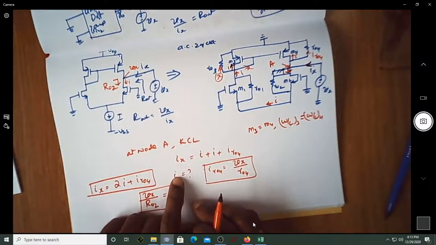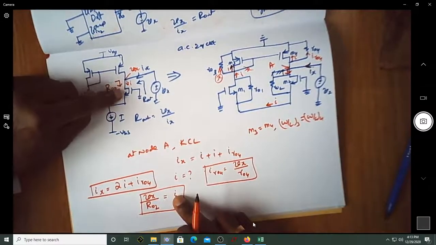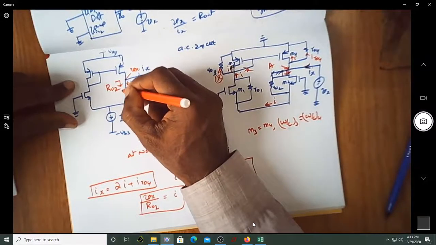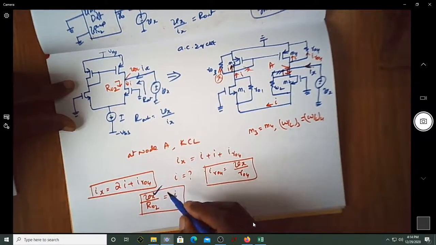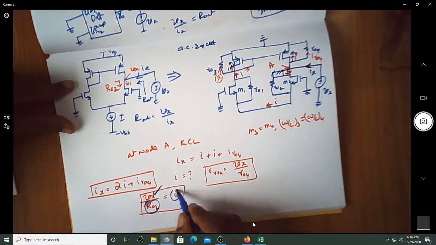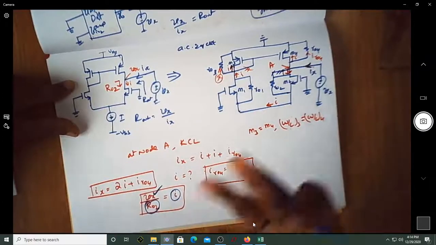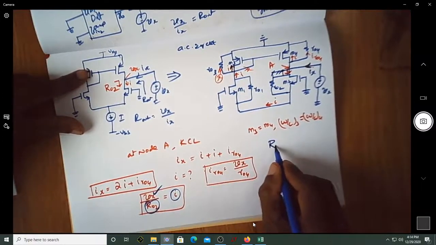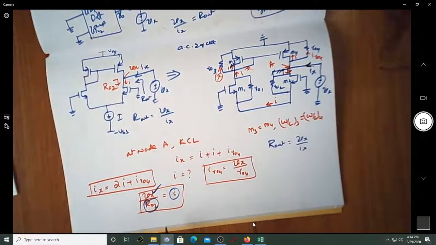Because I want to know the value of I, to find it, if you know R02, that is, looking down here, then I can predict it, because I know the value of Vx which is being applied. If I can find this value of R02, then I can easily find I. If I find I, then I can find Ix. If I find Ix, then I can know what Rout is. Because what is Rout? Rout is nothing but Vx by Ix. So let us try to find out what R02 is.